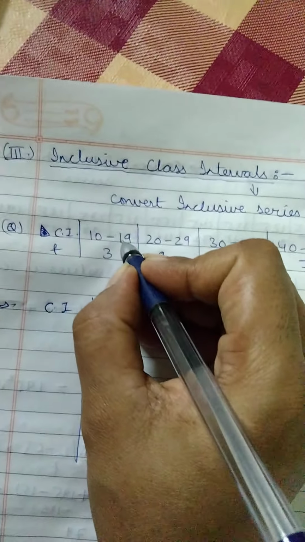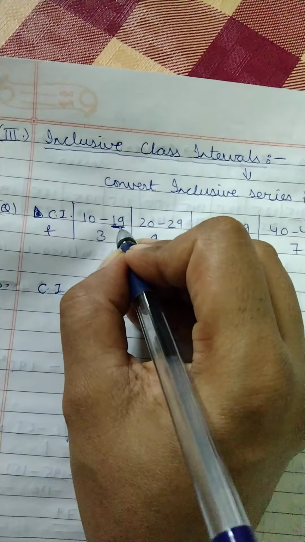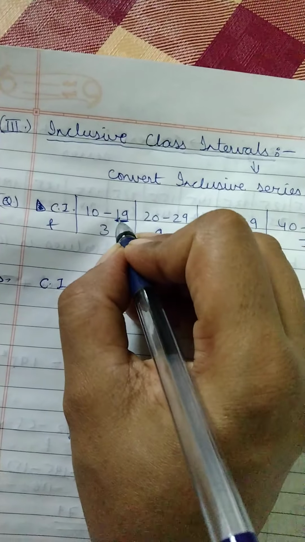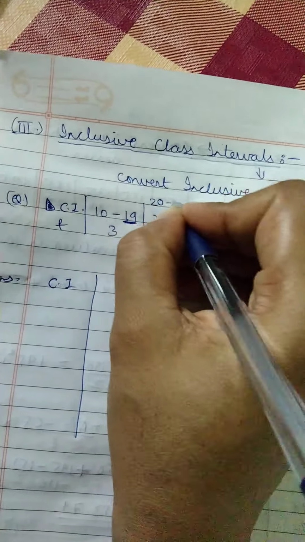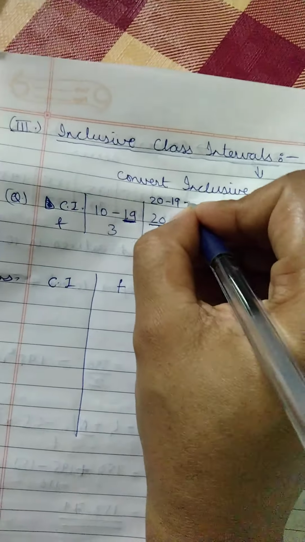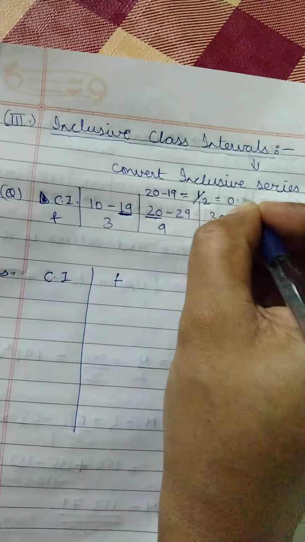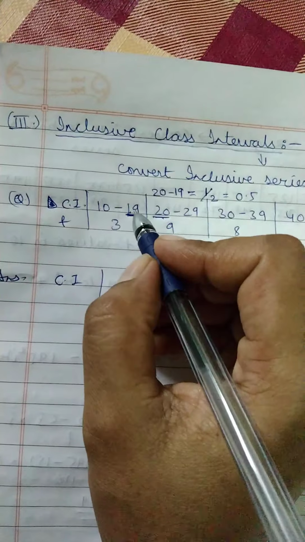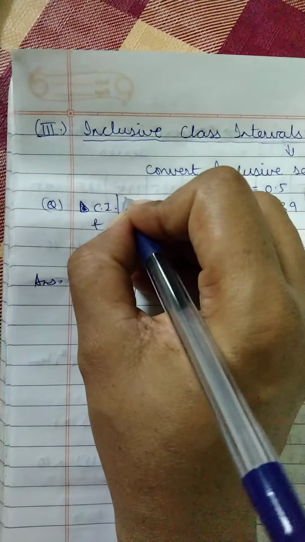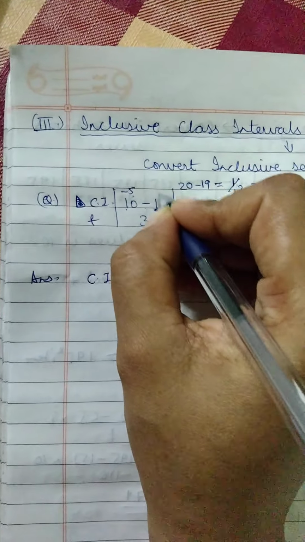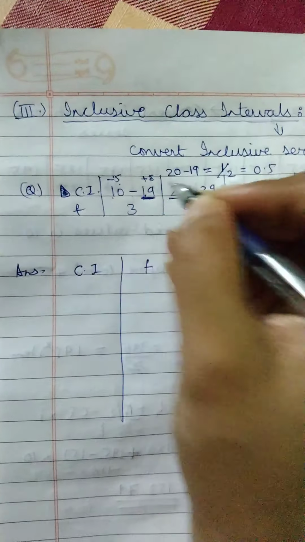Take the upper value of the first class and find the difference between it and the lower value of the next class. So that is 20 minus 19, right? So it is 1. Now take out the half of 1. Half of 1 is what? 0.5, right? So now I have to convert this series into exclusive. So from 10, minus 0.5, I will get the lower limit, and to 19, plus 0.5, I will get the upper limit.